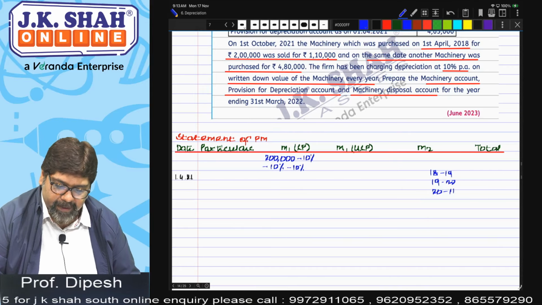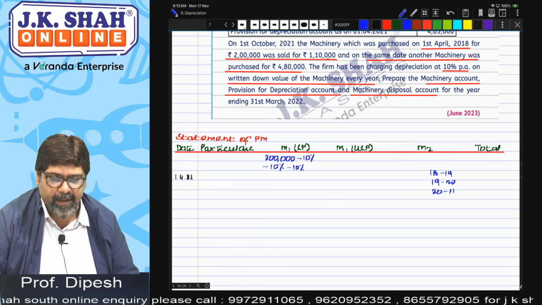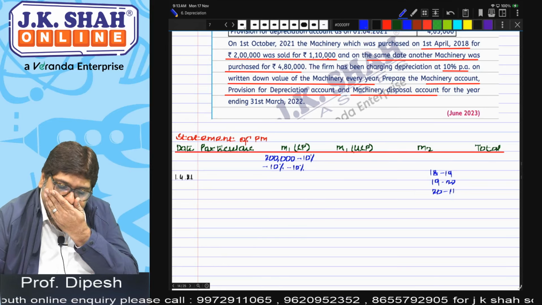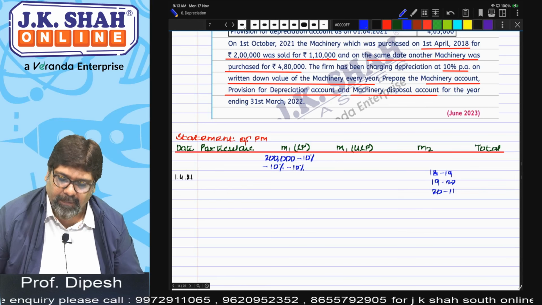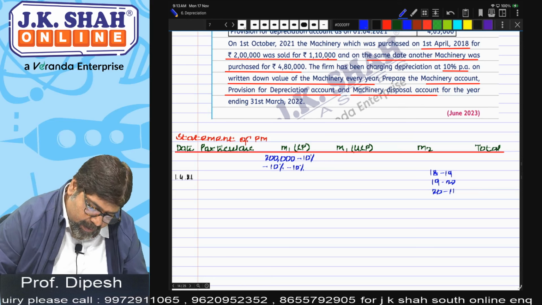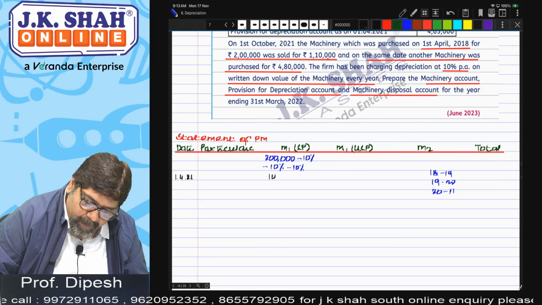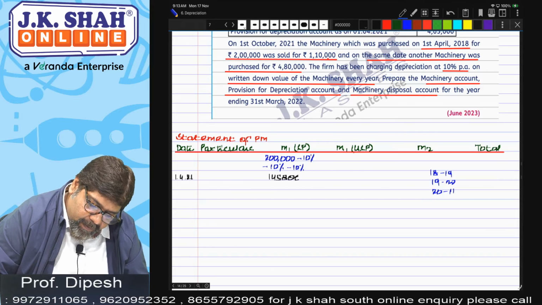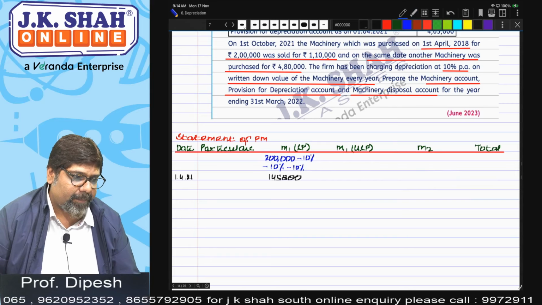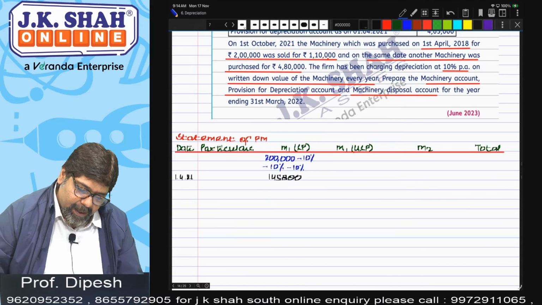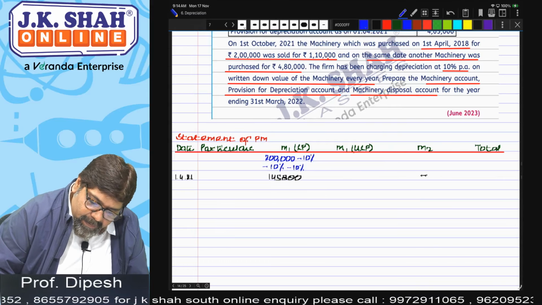So 2 lakh minus 10% minus 10% minus 10%, but you are understanding now. That comes to how much? Bola bola. 145,800. This is 1,45,800. What is the total? M2 is nothing. This is balance.